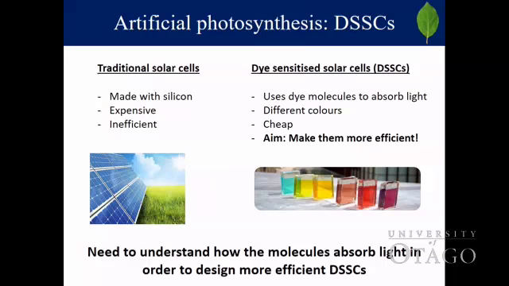Because we can use a range of different molecules, these molecules have slightly different properties. So this means that we can make a range of dyes that have a range of different colours, and these are also far cheaper to make than standard silicon cells. So the main focus of the research in this area is to try and optimise the properties of these dyes to make a cell that is more efficient.